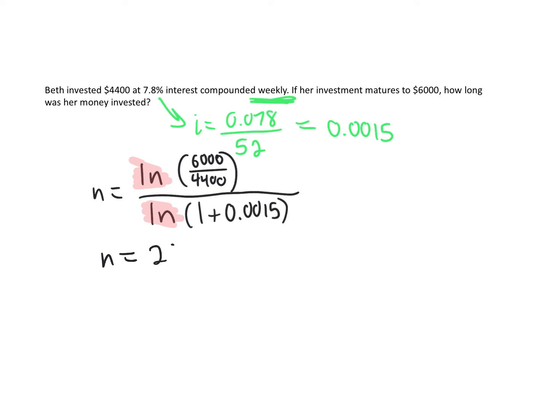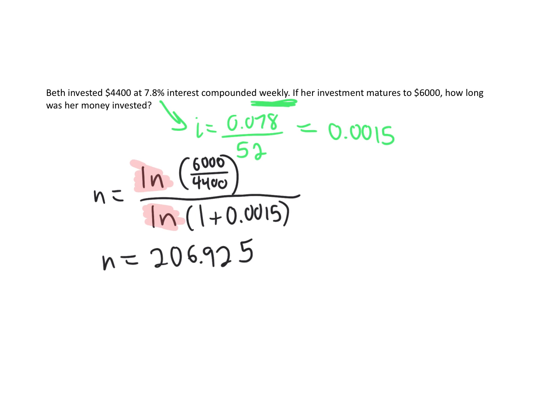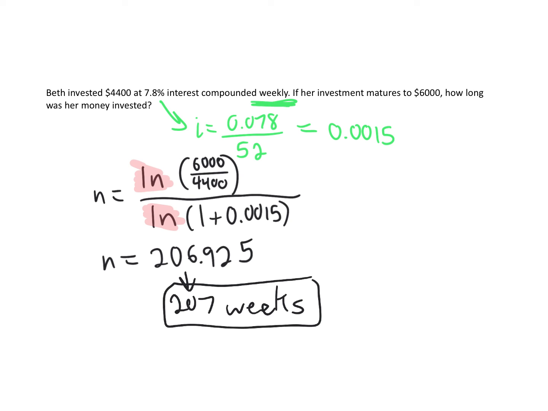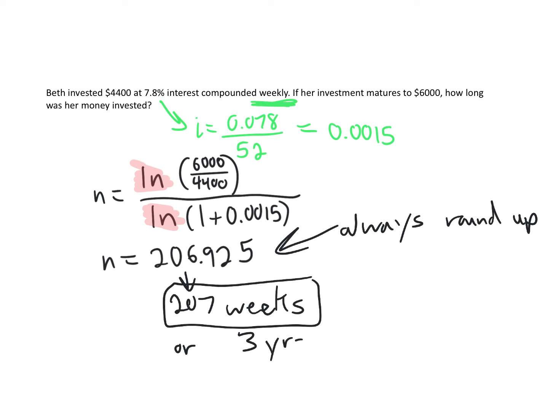206.925. Now, for n, we will always round up to the nearest whole number. So we're going to round this to 207. This will be 207 weeks. Again, always round up. Okay. Now, 207 weeks I would accept, or looks nicer is 3 years and 51 weeks.